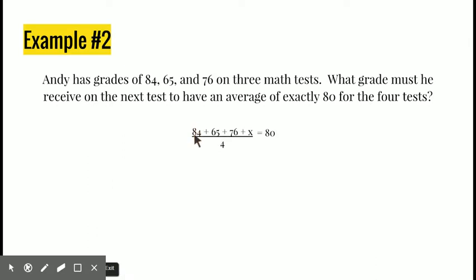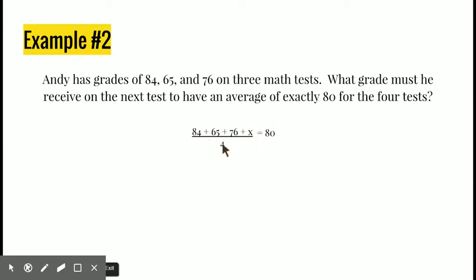We've got 84 is one of our scores, 65 is the other, 76 is the third score. However, we've got this 4th test that still hasn't been taken yet. So that's why we're using a variable, because we don't know what we need to get to be able to get an 80 average.